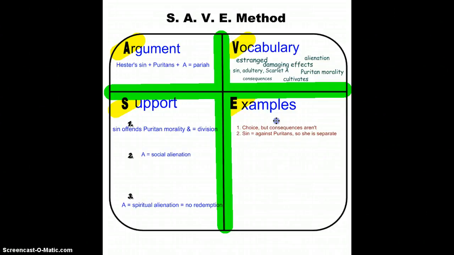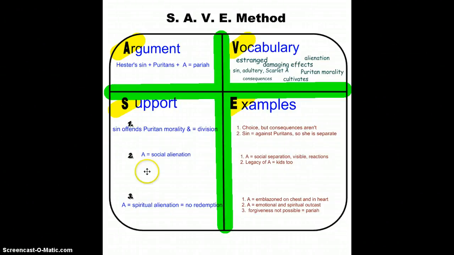So I start looking for examples from the book that prove these. We prove that there's a separation. They shun her. There's social alienation. There's even a legacy of it. The kids start treating her badly, and Pearl as well. And then finally, it's emblazoned on her chest, it's in her heart. She's an emotional and spiritual outcast. Forgiveness is not possible. I have some examples, I have a place to go, but at the same time, I'm not bogging down in this.